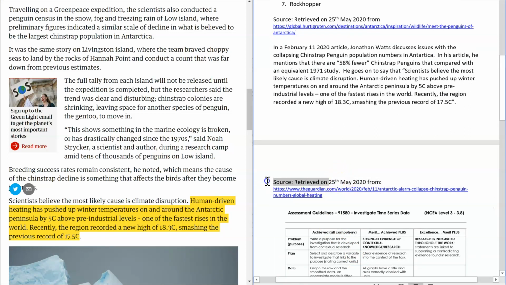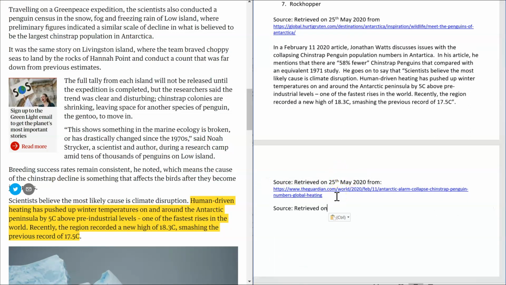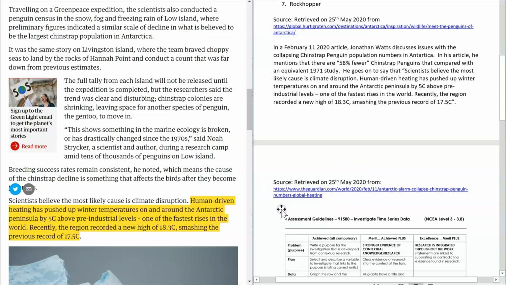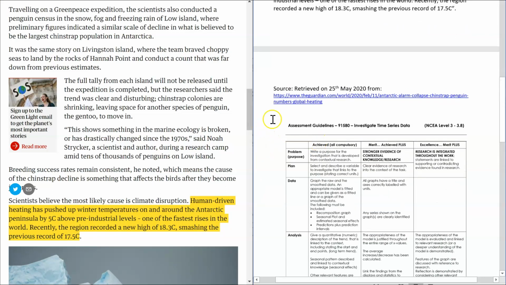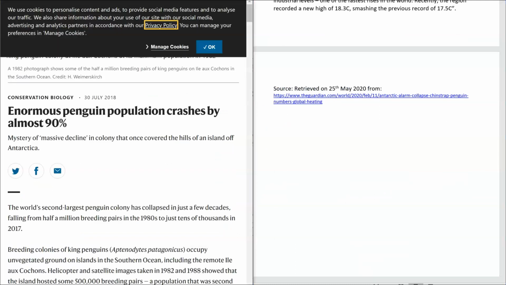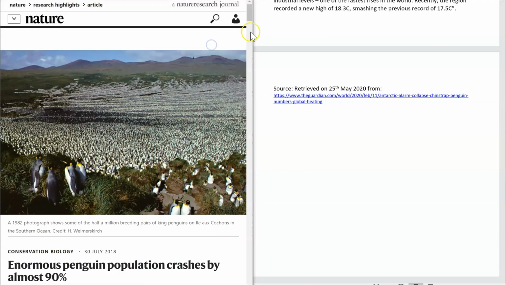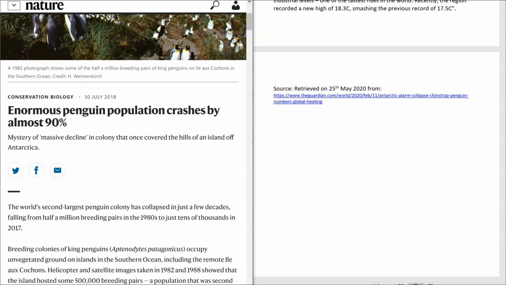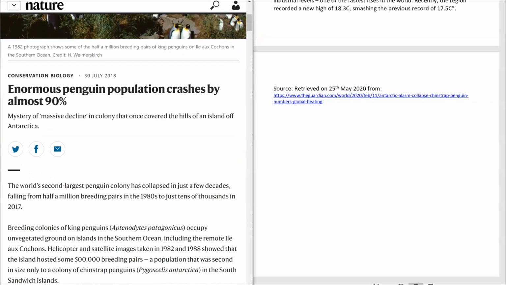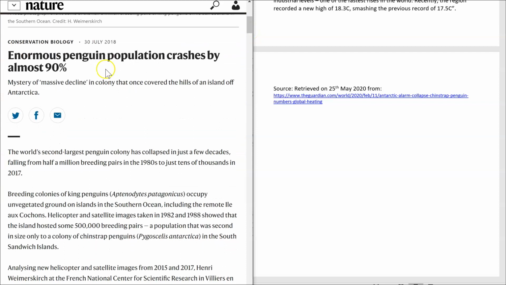So next step, that second article that we looked at is what we want to study next. And the other article was here. So this relates to enormous penguin population crashes by 90%. There's a massive decline in a particular colony. There you go.